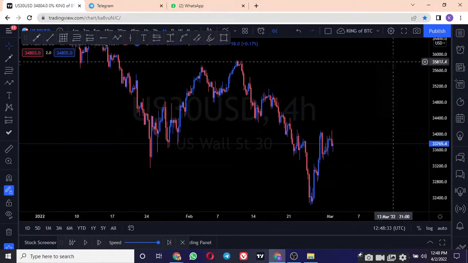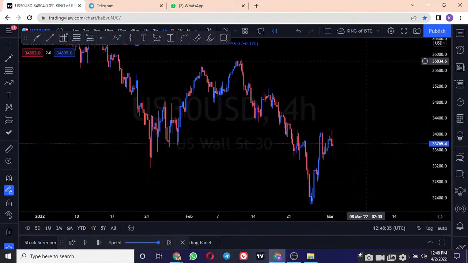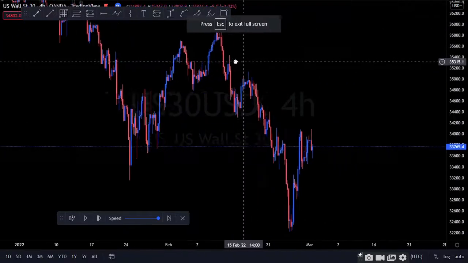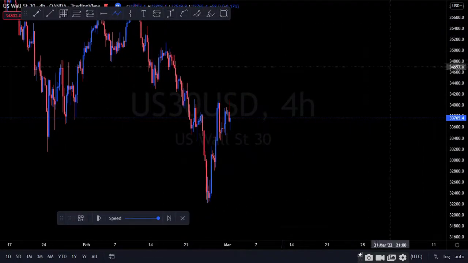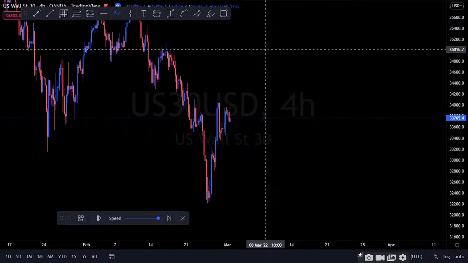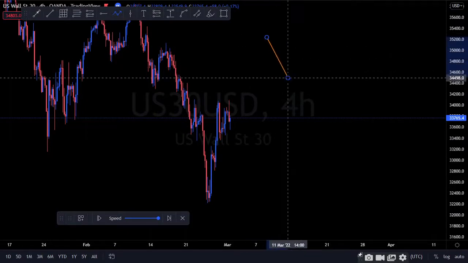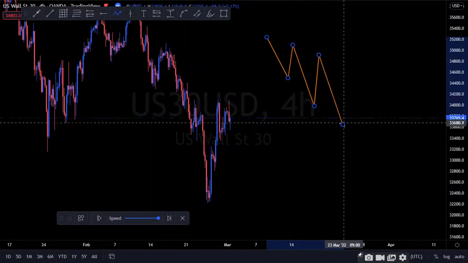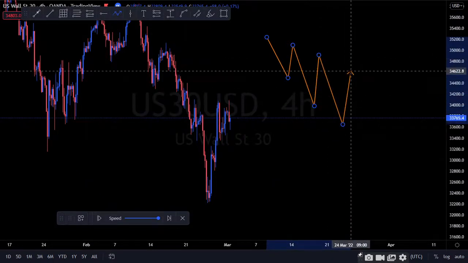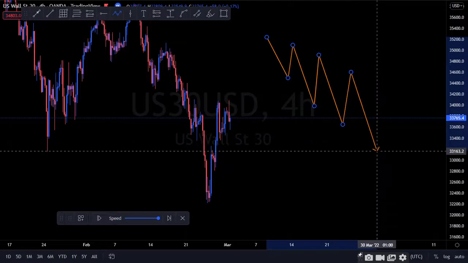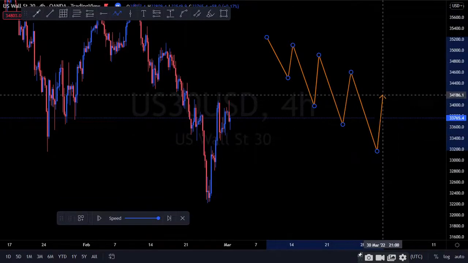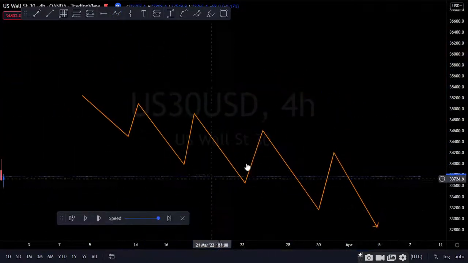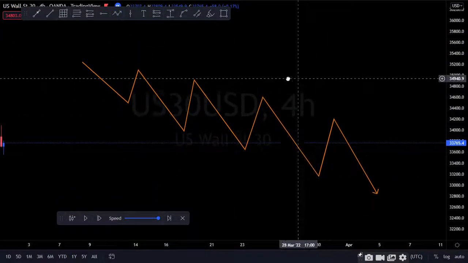As we saw in the introduction, in the first video, this is how bearish market structure moves. We have the expansion, the retracement, expansion, retracement, expansion, retracement, expansion, retracement, and then expansion. This is how a bearish market moves.